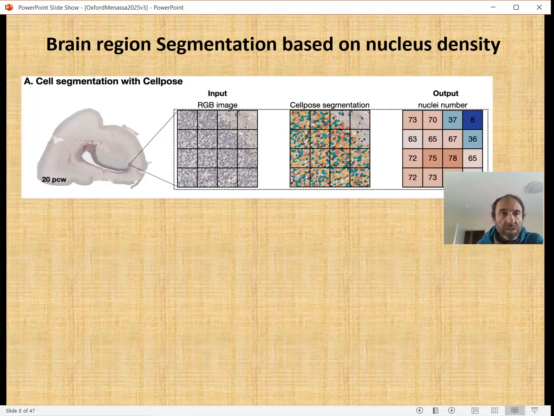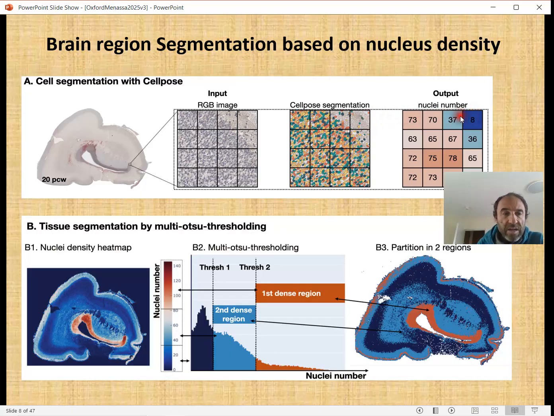So the first step is brain region segmentation based on nucleus density. So you have your image that you divide into squares, and we use here the classical Cellpose segmentation algorithm that allows you to count the number of nuclei, and from this you can apply what is called an Otsu thresholding approach. You give here a threshold, and based on this density of nuclei you attribute a label to these different regions that you can see here.